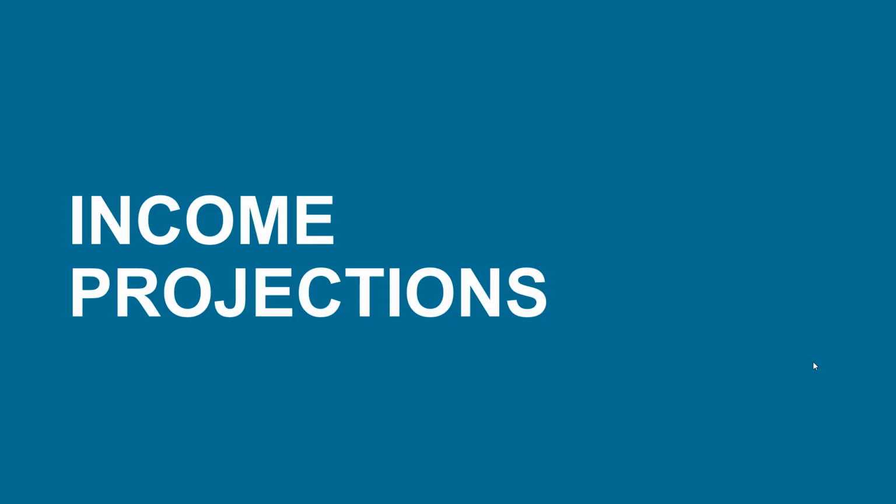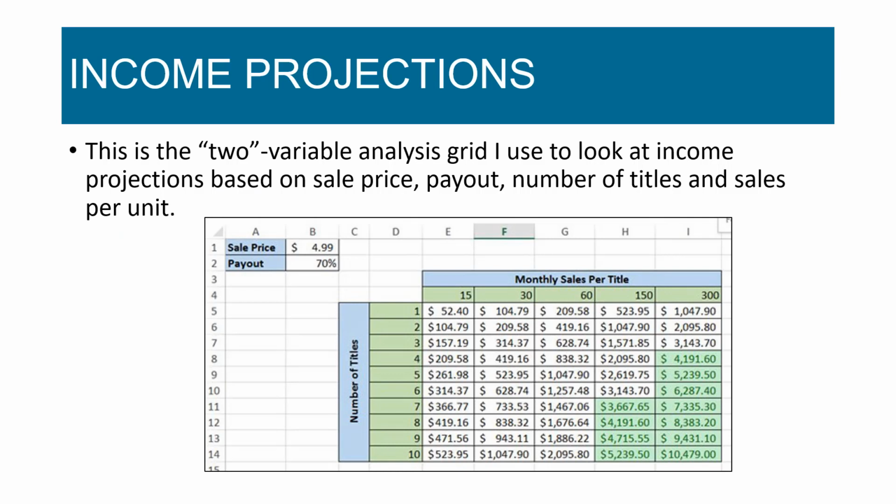In this video, we're going to look at how to use a two-variable analysis grid to project income. So this is the variable I use to look at potential income. It uses sale price, payout, number of titles, and sales per title. It's not perfect because I'm assuming that everything sells at the same price, which generally is not going to be true. But it is a nice, quick and dirty way to see how number of titles can impact overall income.